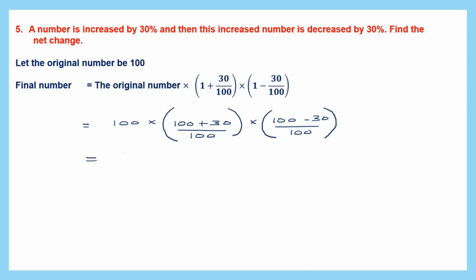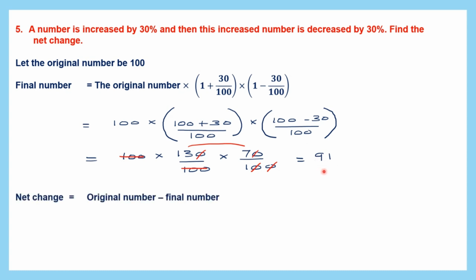So this will be 100 into 100 plus 30 is 130 by 100 into 100 minus 30 is 70 by 100. Now let's simplify. We can cancel this and this. I can cancel 1 0 here and 1 0 here, 1 0 here and 1 0 here. Now all I have to do is multiply 13 into 7. And that is 91. So now we have the original number is 100 and the final number is 91.